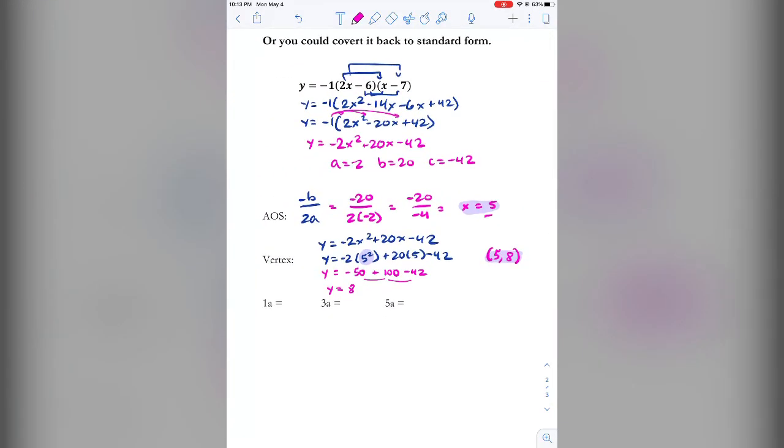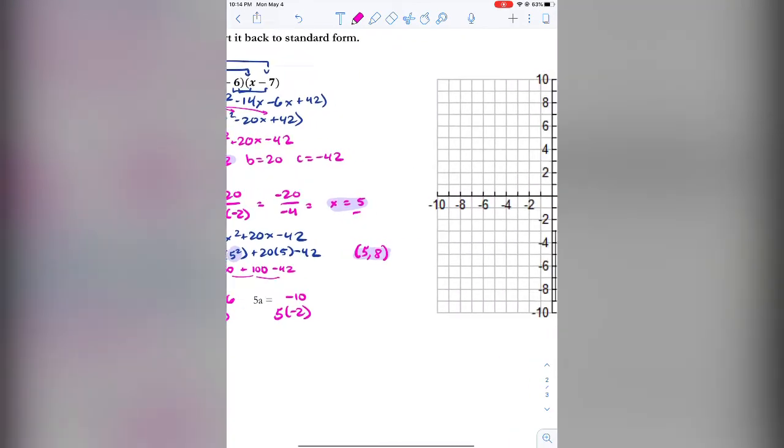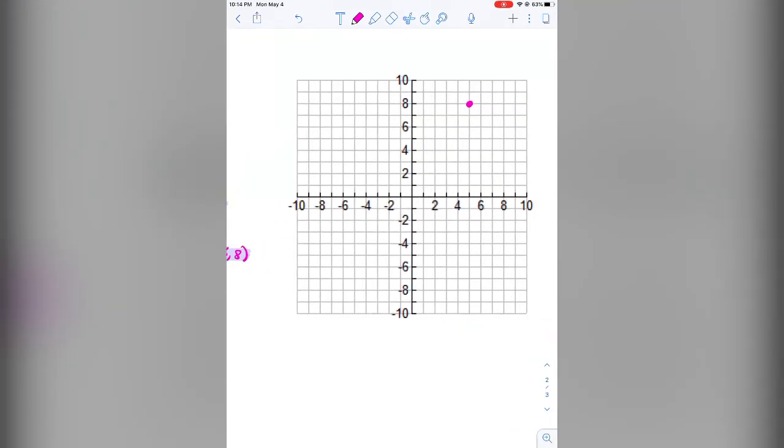But now, because we didn't find the solutions per se, we have to figure out some points. Well, we used our pattern, 1a, 3a, and 5a. Remember, our a is negative 2 for this equation. So we have 1 times negative 2, 3 times negative 2, and 5 times negative 2. So we have negative 2, negative 6, and negative 10. So we come over here, and we do exactly what we did last week.